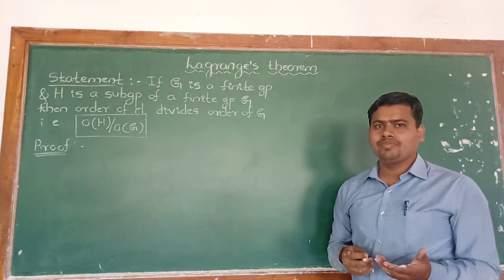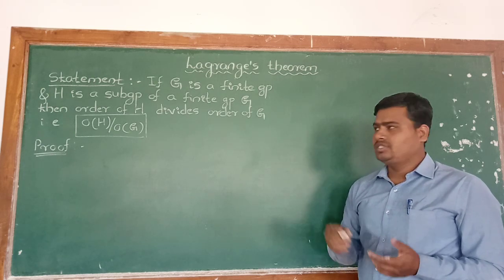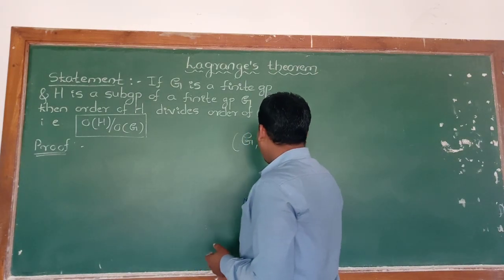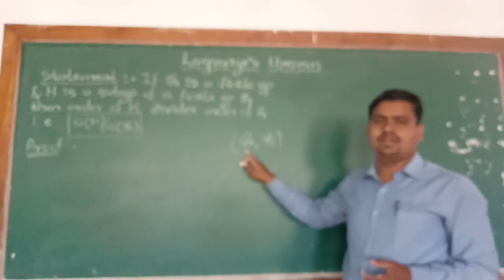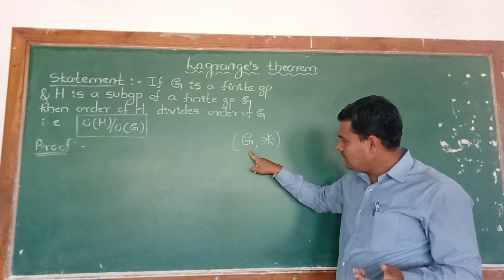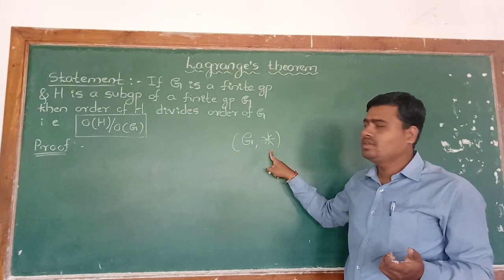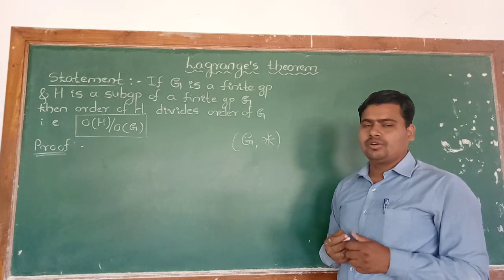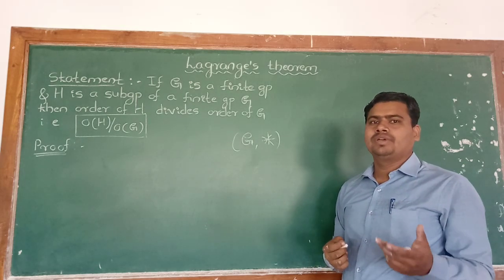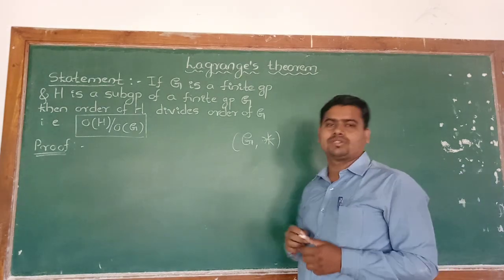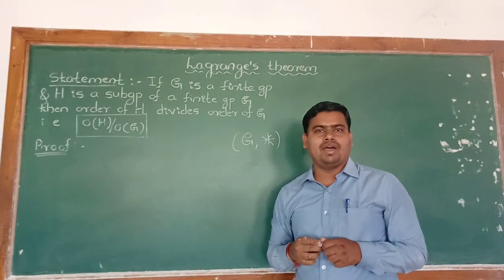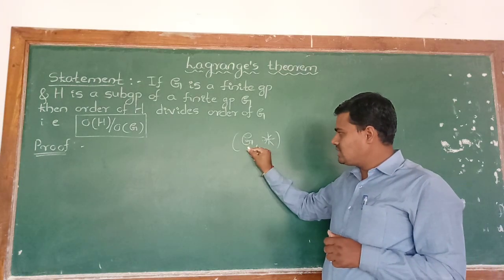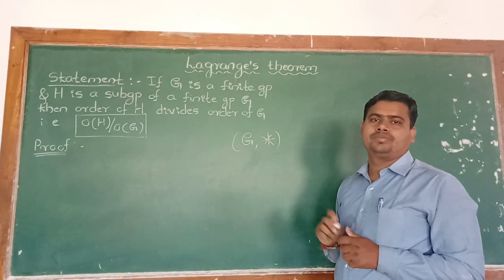Group means it satisfies four conditions. A group is denoted by (G, *). Star is a binary operation and G is a non-empty set. Any non-empty set G together with the binary operation star is said to be a group if it satisfies four conditions: closure, associative, existence of identity and existence of inverse. If any non-empty set satisfies those four conditions, then that non-empty set is called a group.